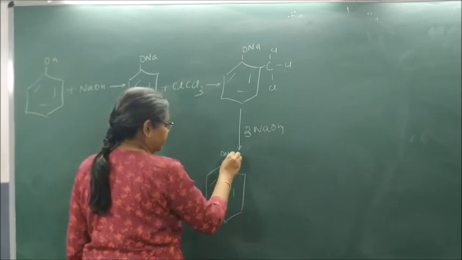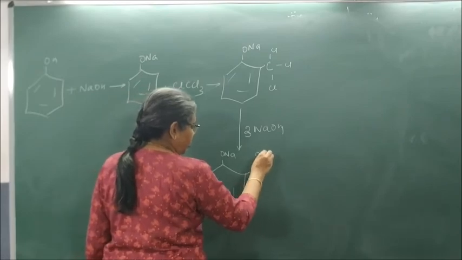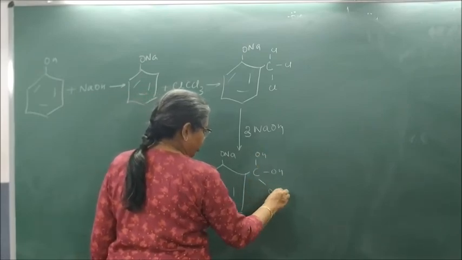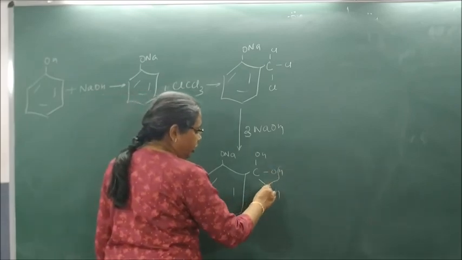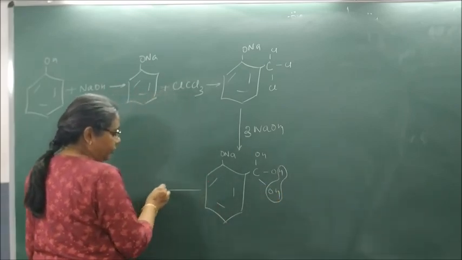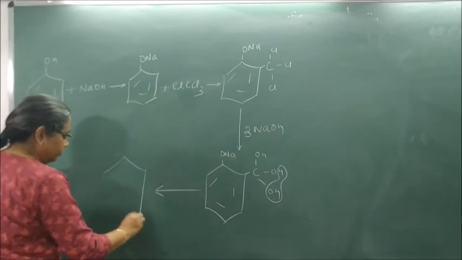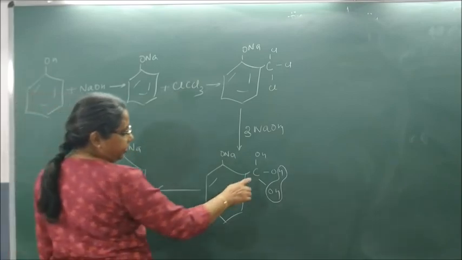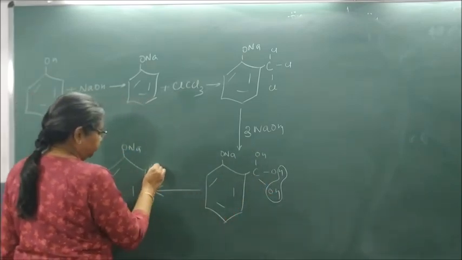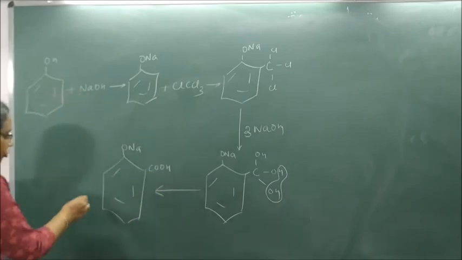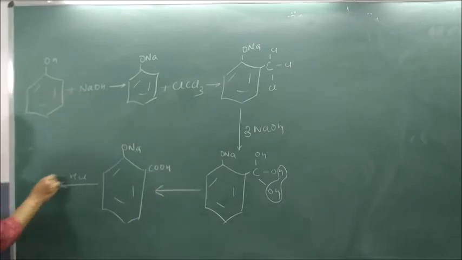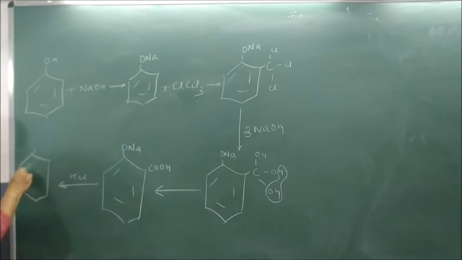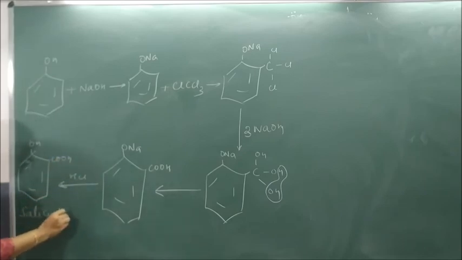I will get a compound C6H5ONa and C(OH)3. There will be elimination of what molecule? Water molecule. I will get a compound, what is left? COOH, which on acidification with HCl will give me what? Salicylic acid. This is what? Salicylic acid.